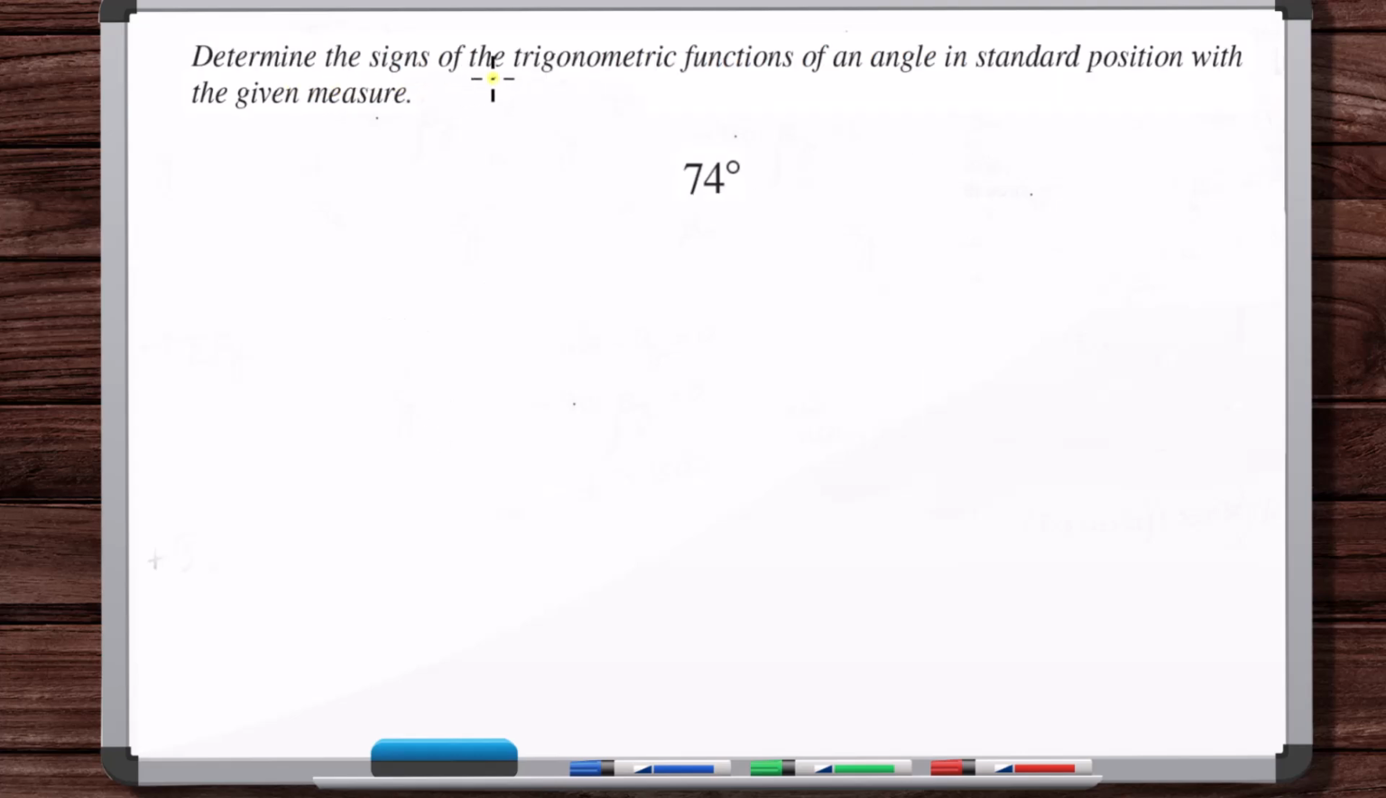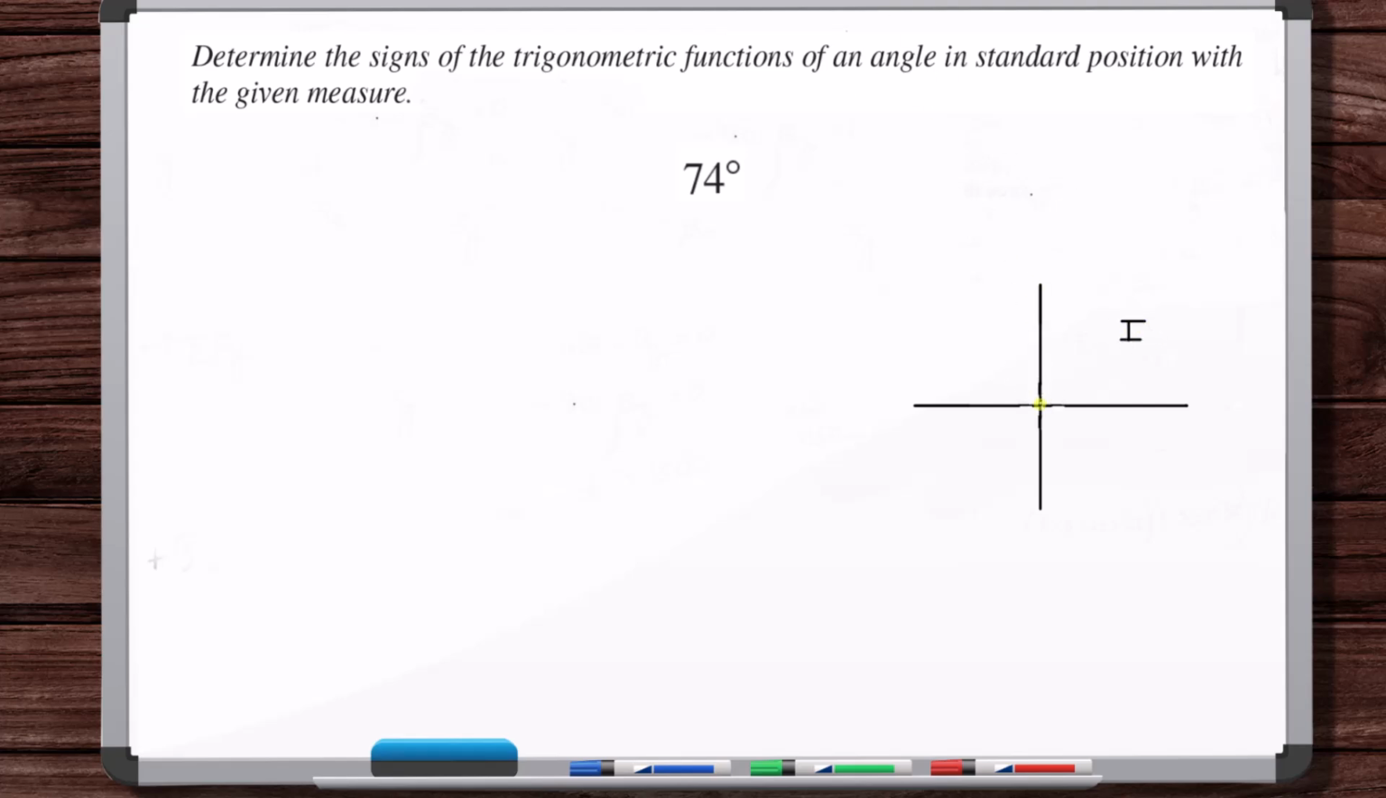Okay, determine the signs of the trigonometric functions of an angle in standard position with the given measure. Okay, so here's the angle. We want to know what are the signs of the trig functions. Well, when it comes to just the signs of trig functions, what we're thinking about is what quadrant are we in? Here, we're in quadrant 1.